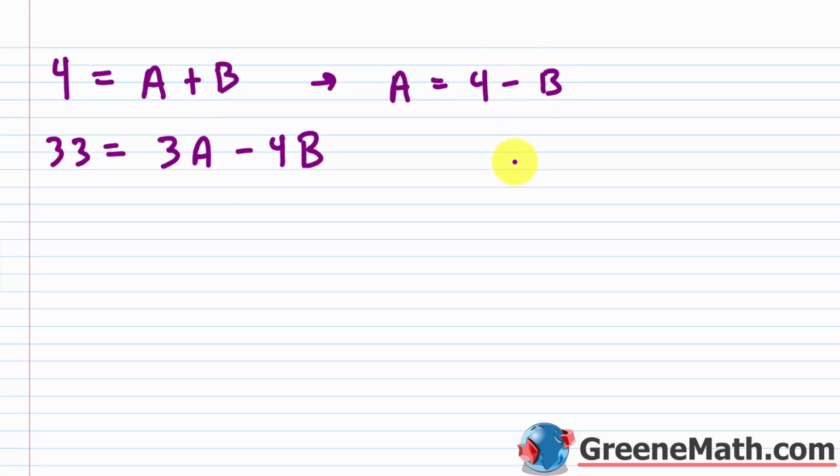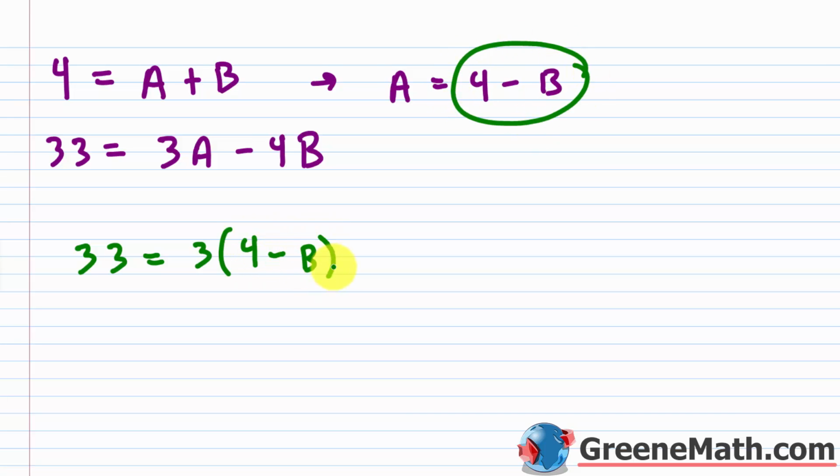Okay, so now I can plug in here. So I'll have 33 is equal to 3 times, I'm going to plug in for a, so I'm going to plug 4 minus b in, then minus 4b. Okay, so we have 33 is equal to 3 times 4 is 12, and then minus 3 times b is 3b, and then minus 4b. Okay, so negative 3b minus 4b is negative 7b. So let's just write that.